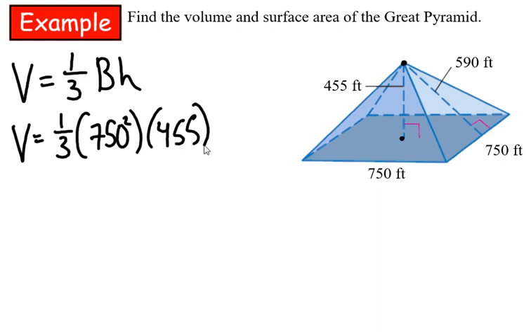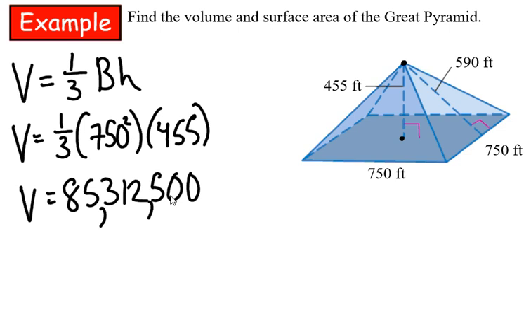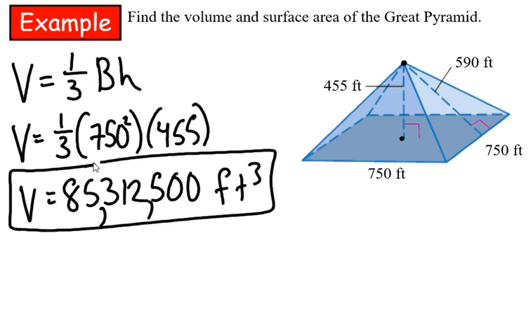Grab a calculator, I'm going to multiply all this out. 1/3 times 750 squared times 455. And I get 853,125,000. My units in this case are feet cubed. Volume is measured in cubic units because there are 3 dimensions: length, width, and height.